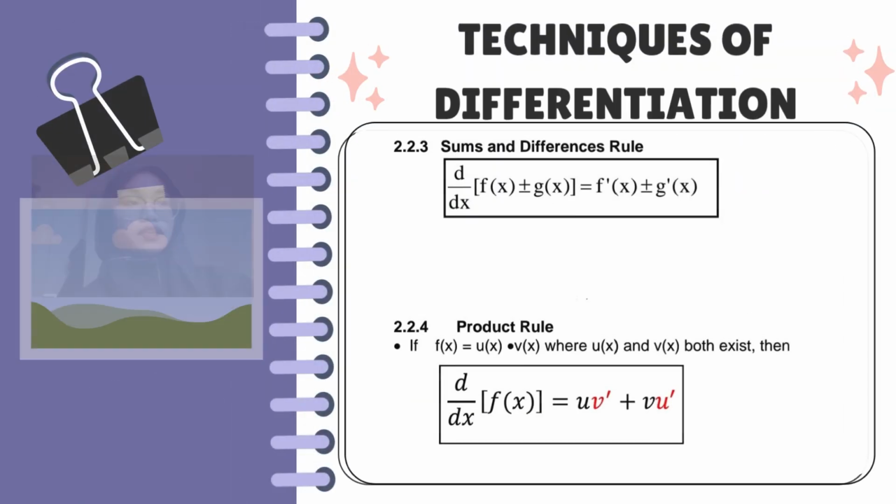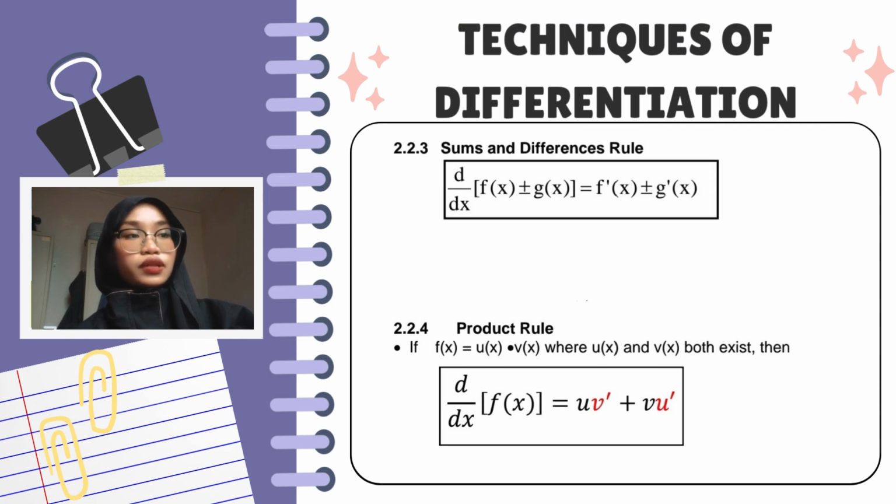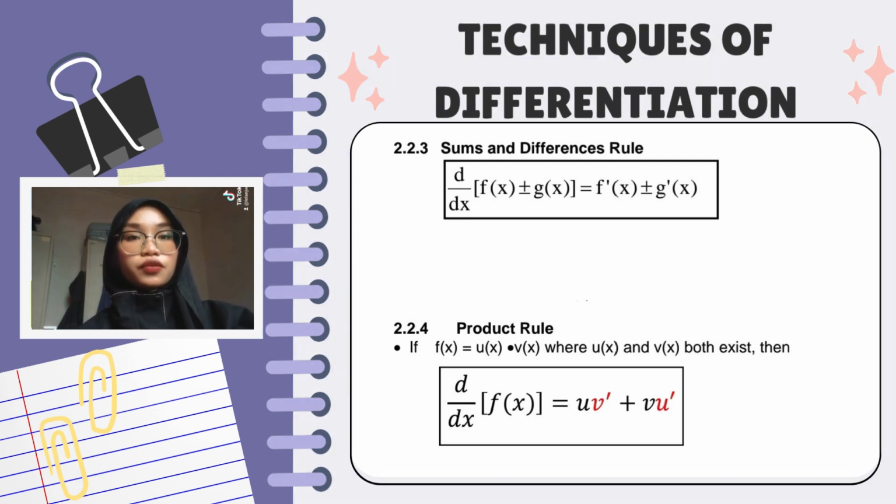The third rule is the sums and differences rule: d/dx of f(x) plus or minus g(x) equals f'(x) plus or minus g'(x). The fourth one is the product rule. If f(x) equals u(x)v(x), where u(x) and v(x) both exist, then d/dx of f(x) equals u v' plus v u'.